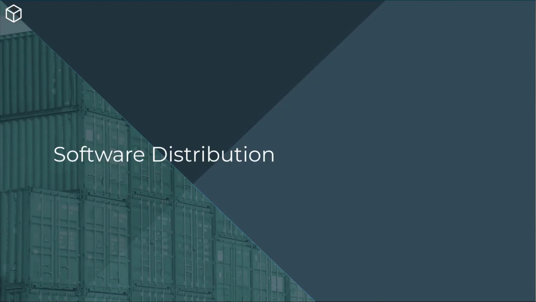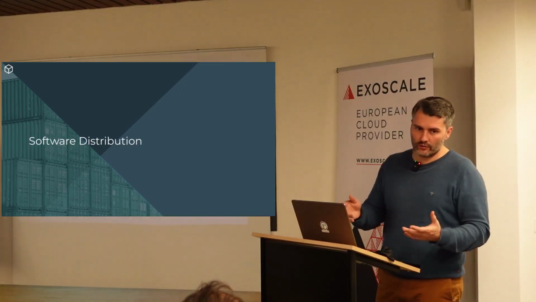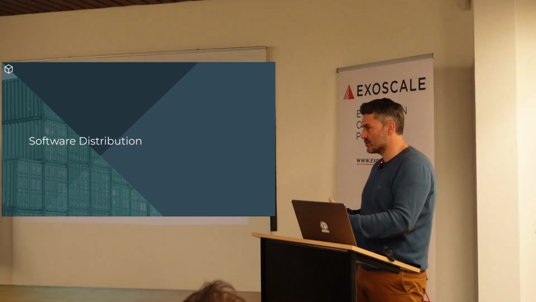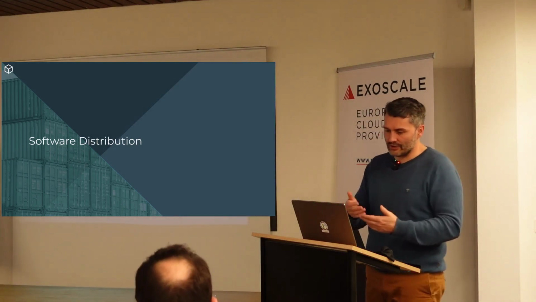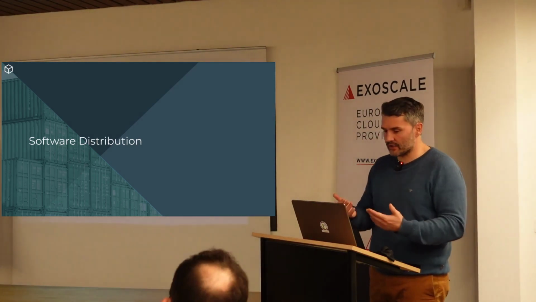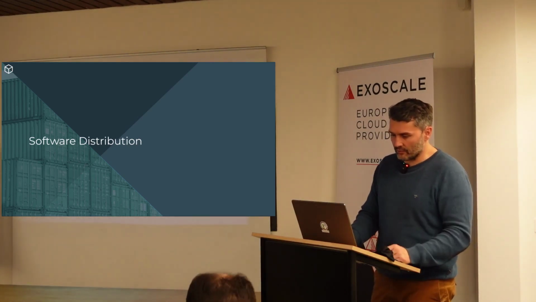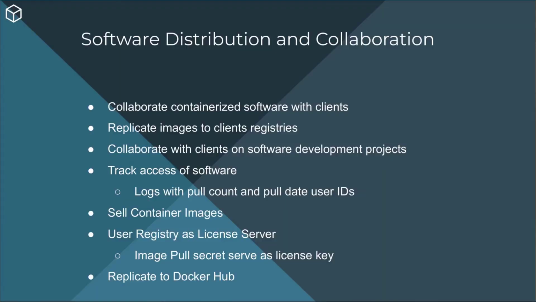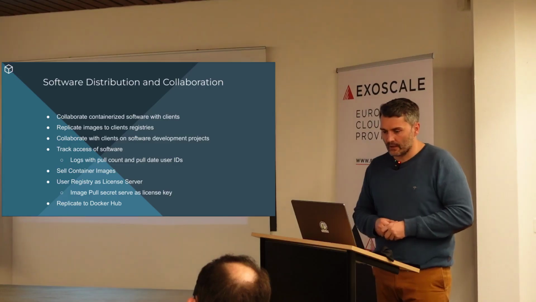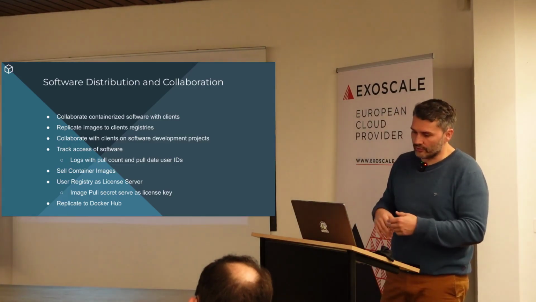The next thing is when you work in collaboration, you need a way to distribute your software. Mostly it's with your customers, with your clients, or if you're working with someone together. So you need a way to collaborate with partners, where you can share your software or containerized software. You can replicate images to your clients. If you're building software in an agency, for example, you can just push things to your customer. You can collaborate with your clients, so you can onboard them onto your registry, for example.